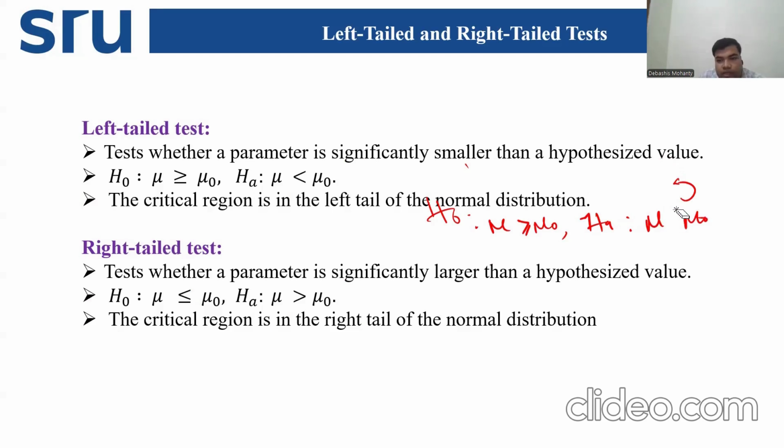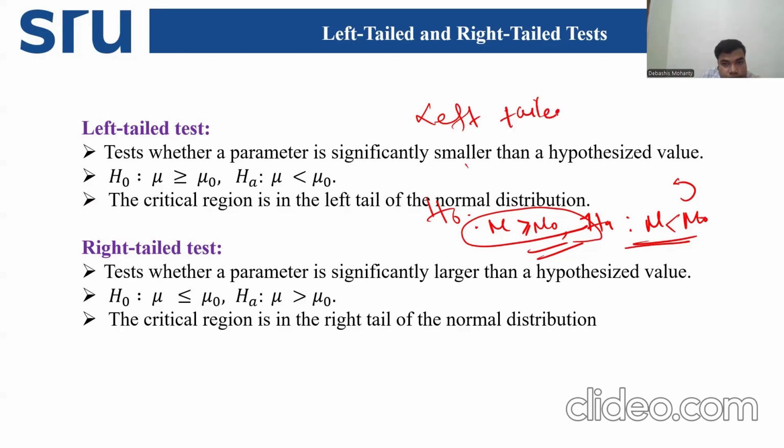Here you can see mu is less than mu naught is the alternative hypothesis, and the null hypothesis is mu is greater than or equal to mu naught. So that is called the left-tailed test.